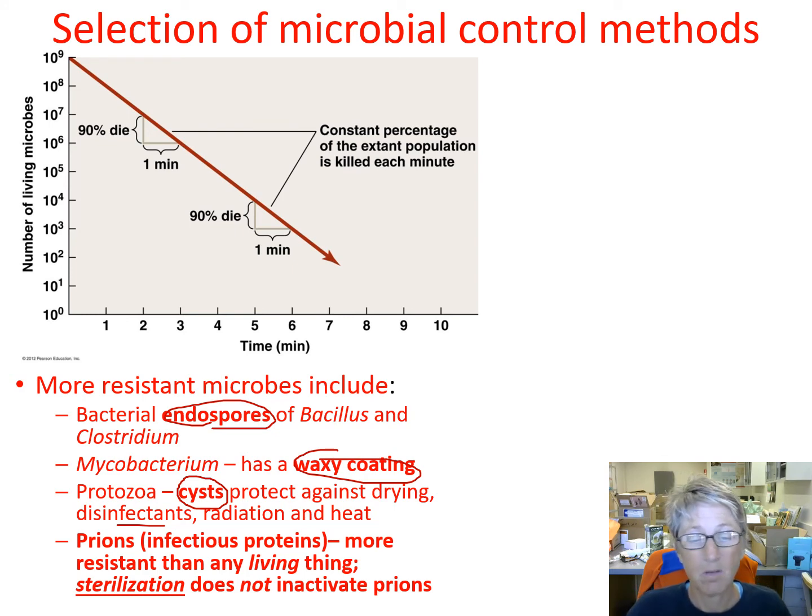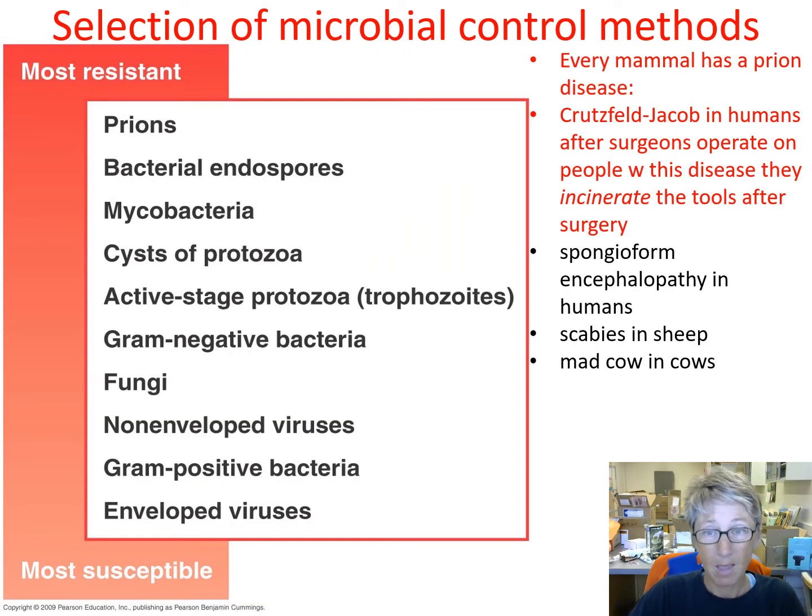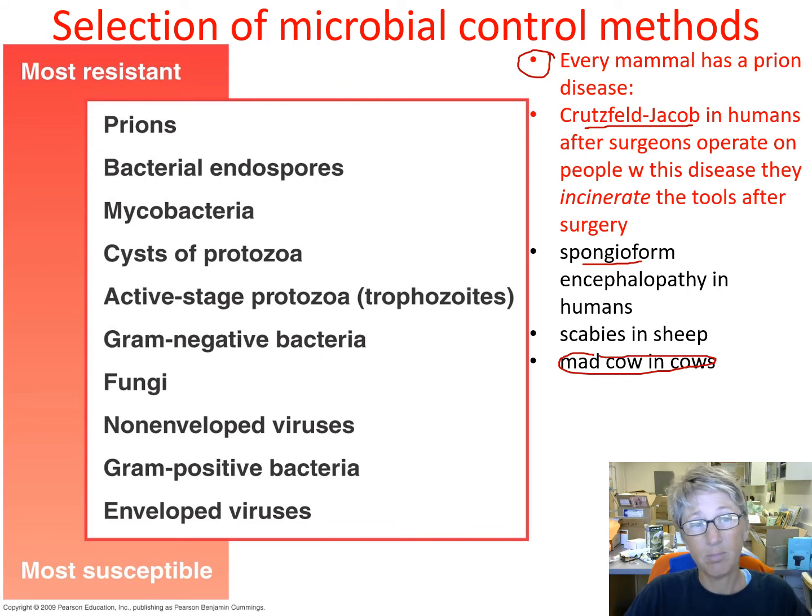Sterilization does not inactivate prions, unfortunately. But they have come up with a new way to kill prions. I think it's called Prionzyme. So I bet they're making a lot of money. Every mammal on Earth has a prion disease. In humans, it's called Creutzfeldt-Jakob, and after a surgeon operates on a person with Creutzfeldt-Jakob disease, they have to incinerate everything they use on that person because they have a prion disease. There's also spongiform encephalopathy in humans, and maybe you've heard of mad cow disease. That's a prion disease. If you've heard of scrapie in sheep, that's a prion disease.